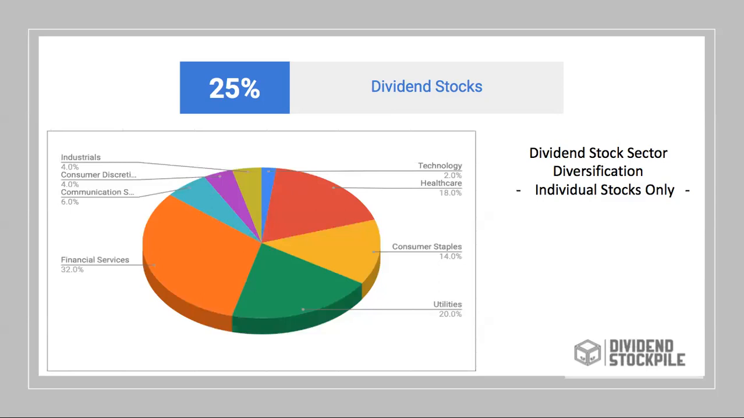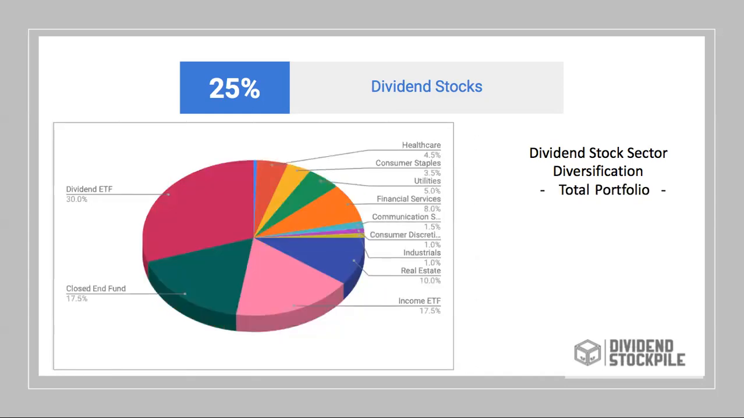Okay, so looking at just the individual stocks, the diversification is across 8 of the 11 different sectors. So we have industrials, consumer discretionary, communication services, financial services, utilities, consumer staples, healthcare, and technology. As you can see by the percentages, it looks higher than what I had mentioned that part of my rules are, and that's because this is only looking at the 25%.